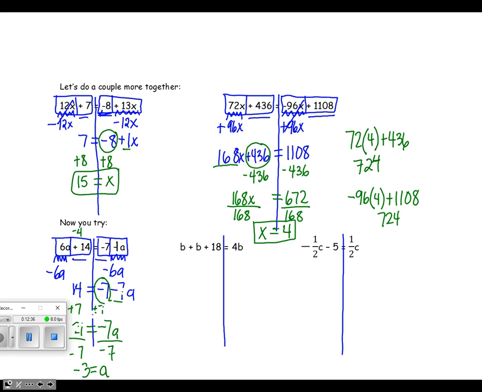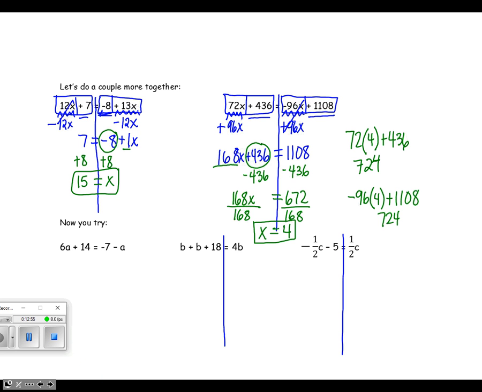-1a. -3 times -1 is +3. -7 plus 3 is -4. So that is the right answer. Okay, you can either zoom to the next one, or I'm going to do this one again, only eliminating the other variable term. So hang with me if you did it the other way.